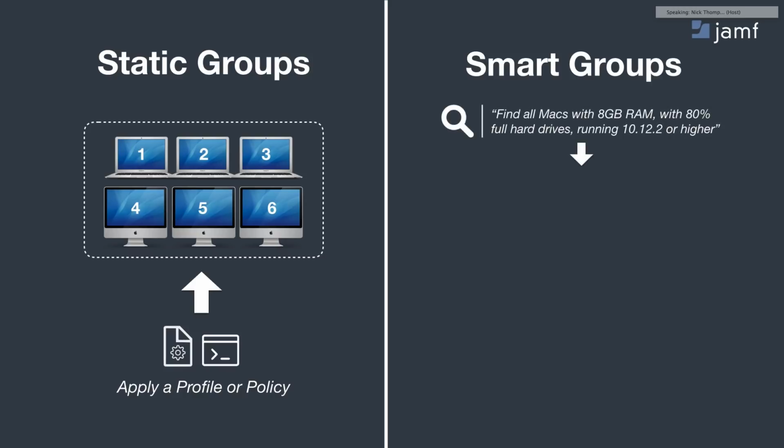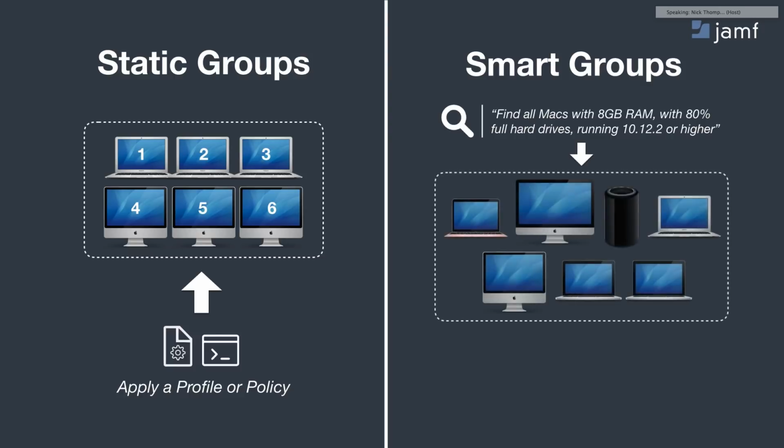I start off by saying, find me devices that meet this set of criteria. Then Jamf Pro will dynamically show you that set of criteria, and you can then automatically apply a profile or a policy to that group.